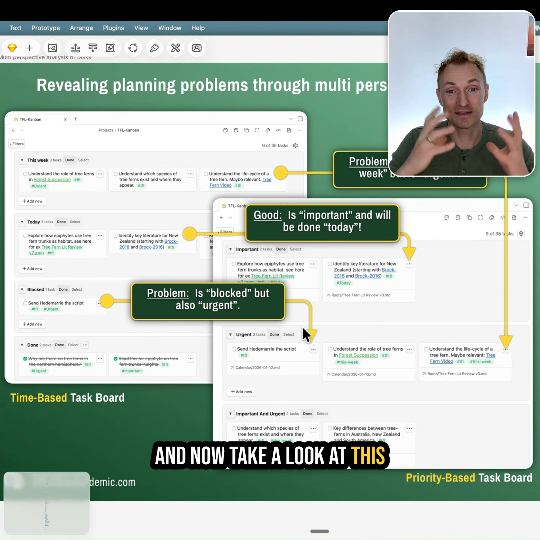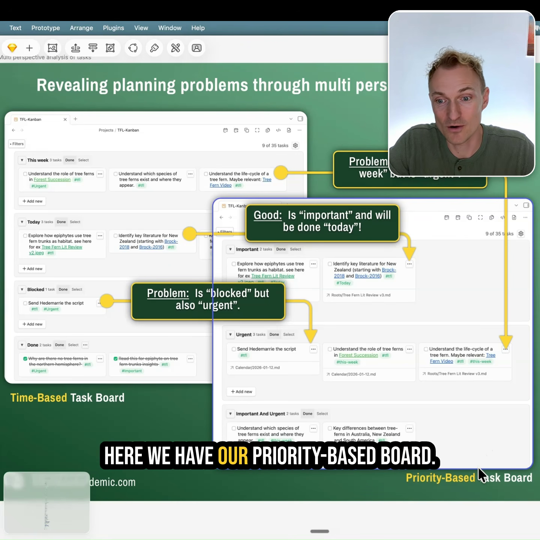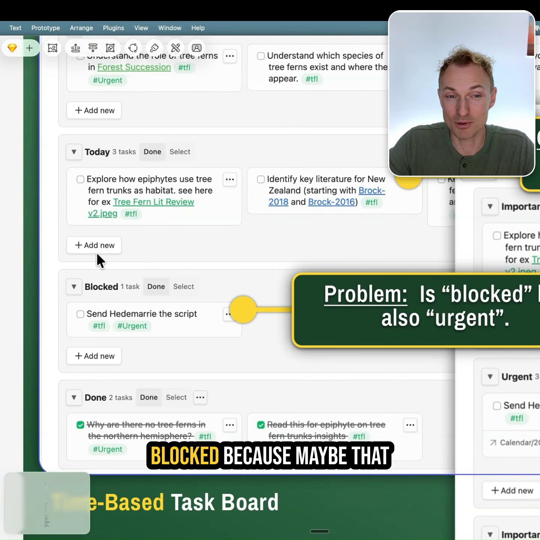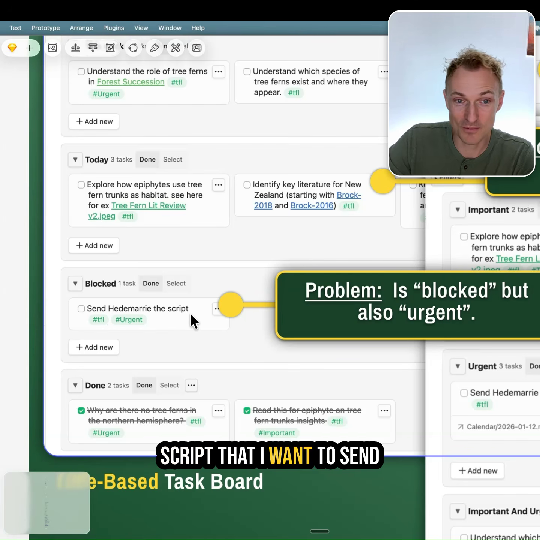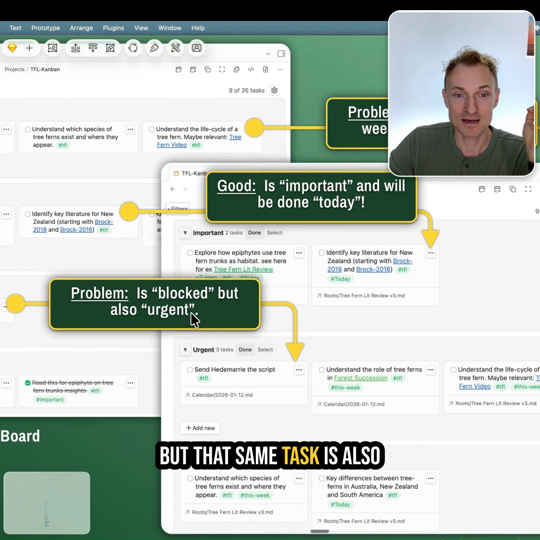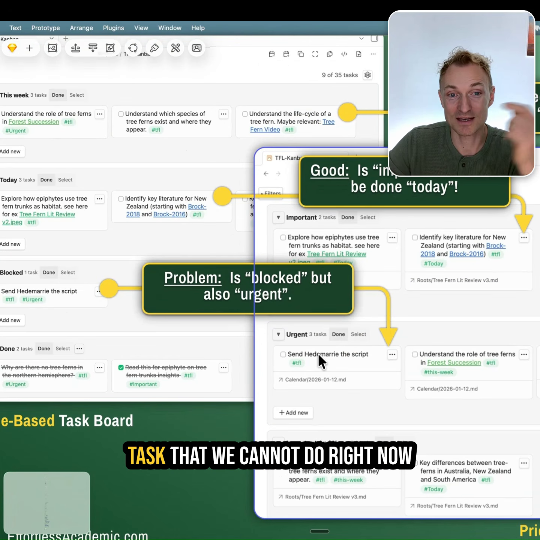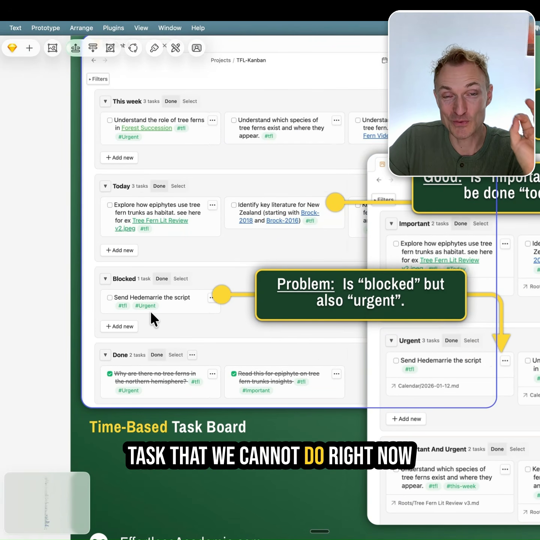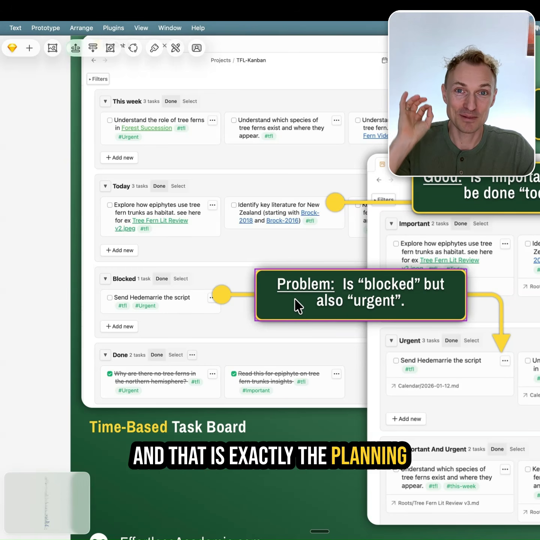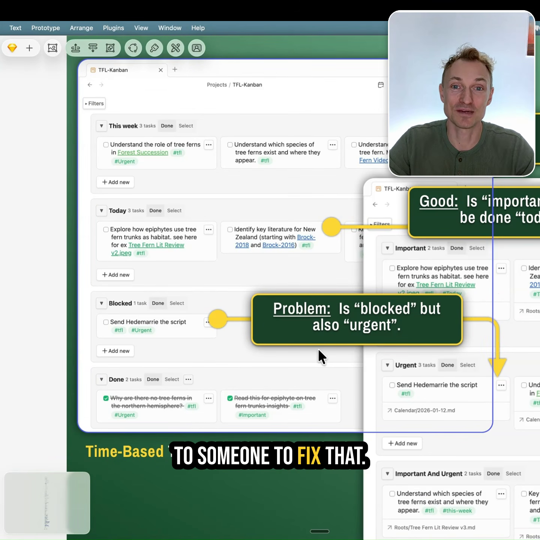And now take a look at this synergy between the two. Here we have our time-based board, and here we have our priority-based board. We have one task that is currently blocked because maybe that script that I want to send is currently not available. But that same task is also sitting in the urgent category. That means that we have an urgent task that we cannot do right now because something is missing. And that is exactly the planning bottleneck that we now have to solve. So maybe we reach out to someone to fix that.